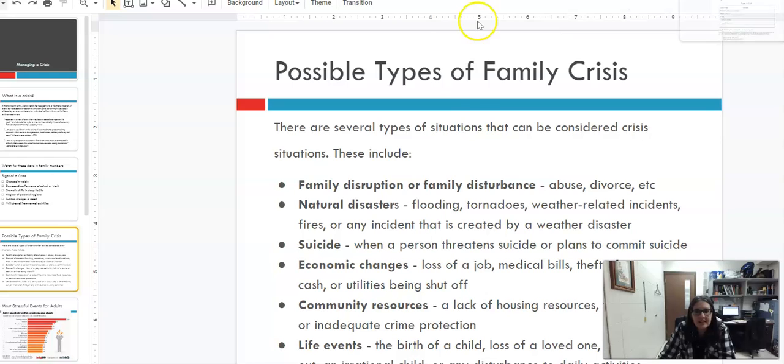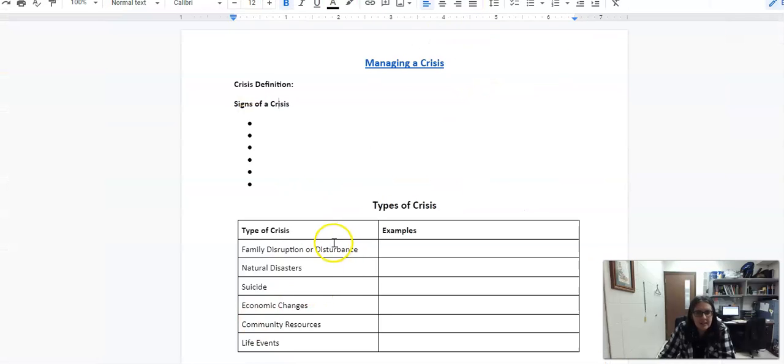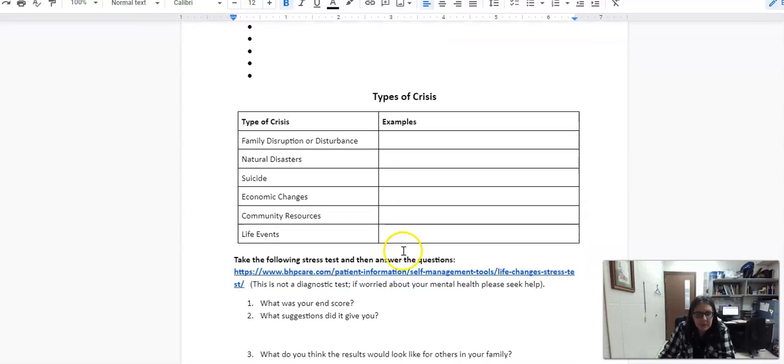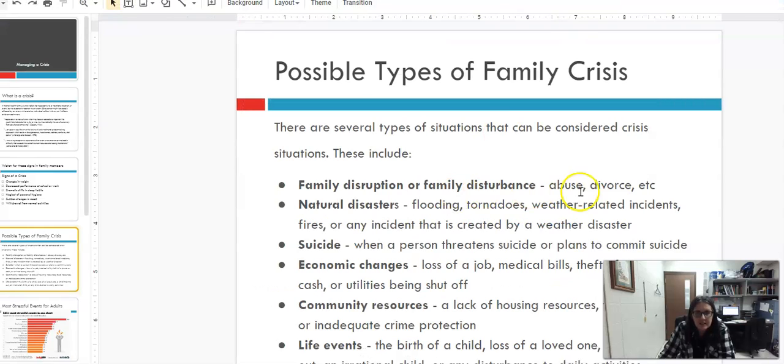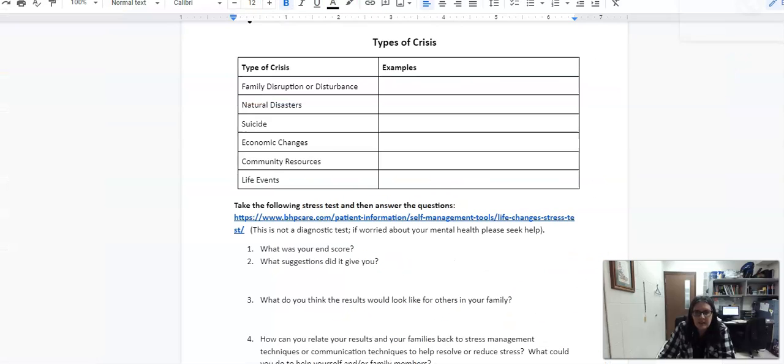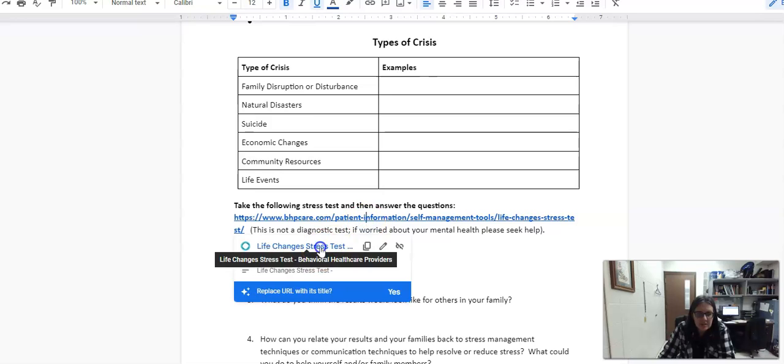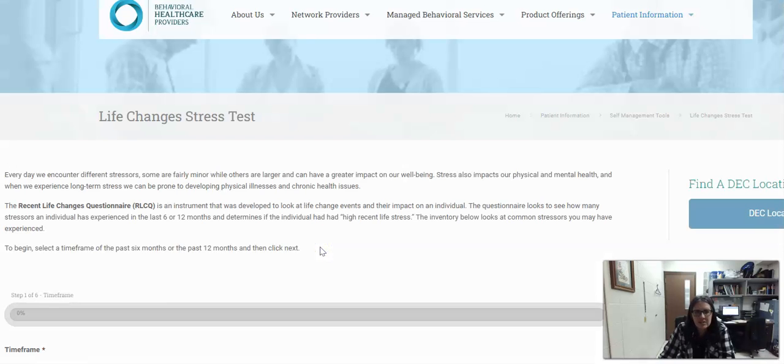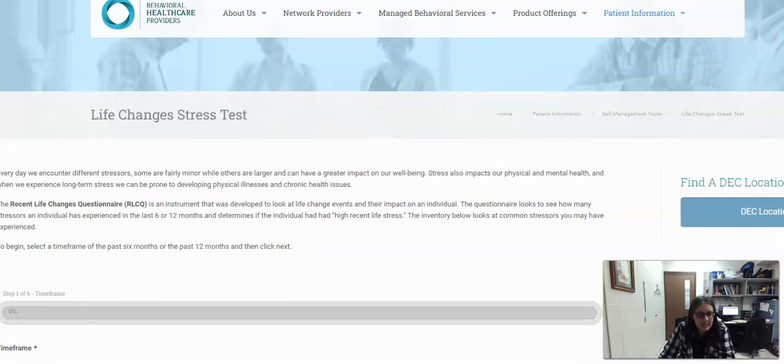So it's fairly easy. Types of crisis are in the table, and you just give an example of what that could be. And there's lots of examples given, so just put those in there. And then it says take the following stress test and then answer the questions. So it's just like, where's your stress at? Like, where do you think you lie? Like, how much do you think you might need some help based on these?